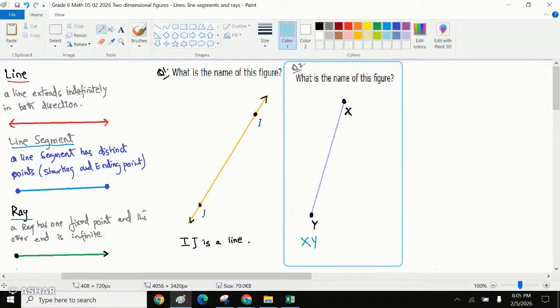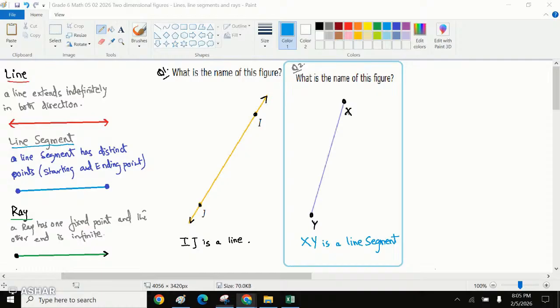Yes, thank you. So we can say XY is a part of a line, right? A fixed distance. So we say for a fixed distance, that is a line segment. Thank you. Moving ahead to the next question.